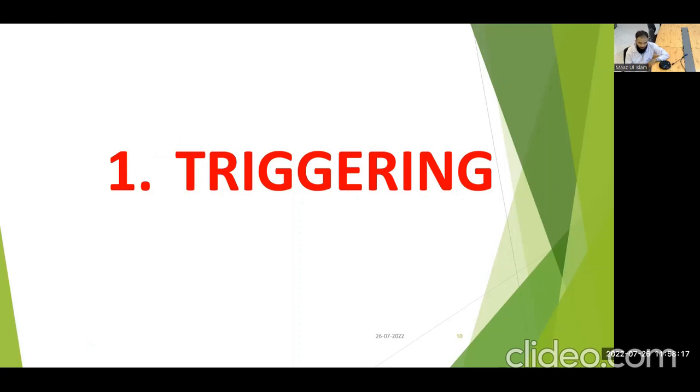So the number one essential breath variable is triggering. So what is triggering? Basically, we can define it as how the mechanical breath should be started, either by a ventilator or by the patient's spontaneous activity. The reason to start inspiration is known as triggering, either from the ventilator or from the patient's spontaneous activity.